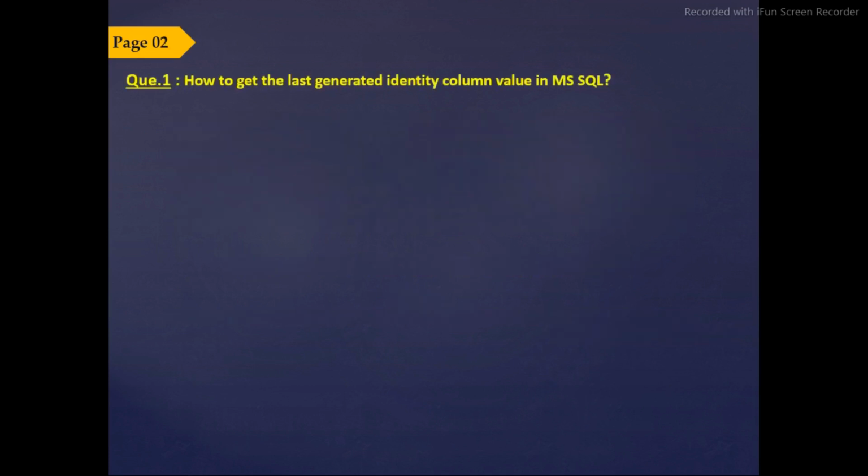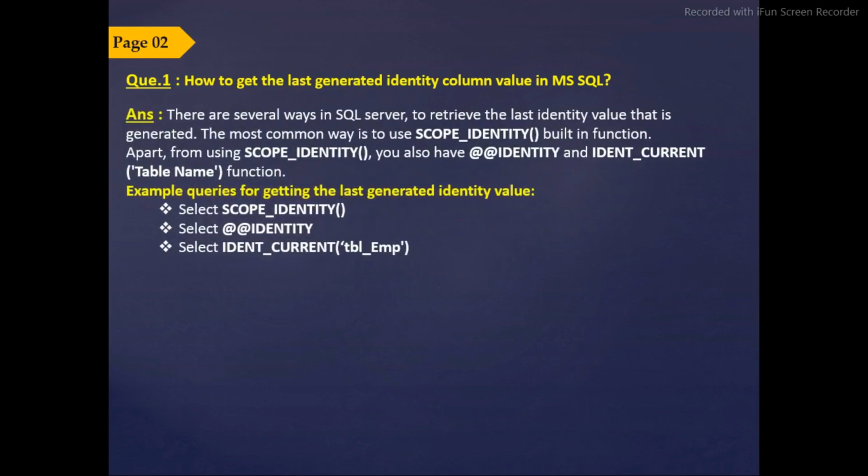First question is how to get the last generated identity column values in MS SQL. And the answer is there are several ways in SQL Server to retrieve the last identity value that is generated. The most common way is to use the scope_identity built-in function. Apart from using scope_identity, you can also use @@identity and ident_current with table name function. Example queries for getting the last generated identity values are: first, select scope_identity; second, select @@identity; third, select ident_current function with tbl name.